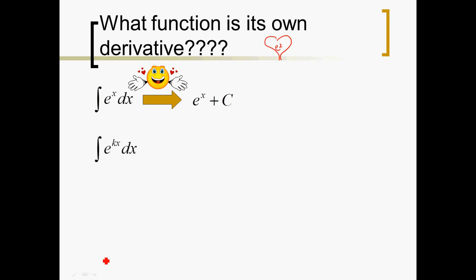So what do you think the antiderivative of e to any constant times x is? Remember, in derivative world, what was the derivative of e to the 5x? It was e to the 5x times 5. So what do you think the antiderivative of e to the 5x would be? Instead of multiplying by 5, divide by 5.